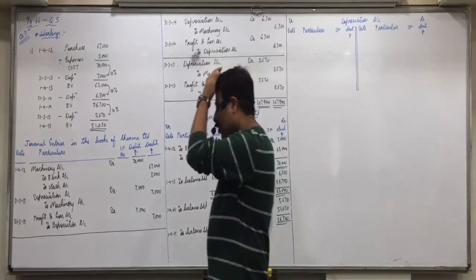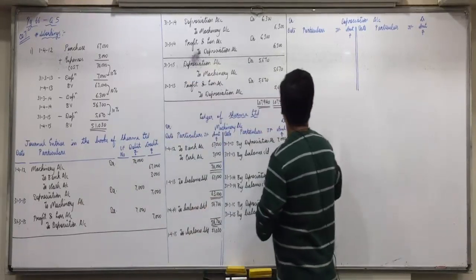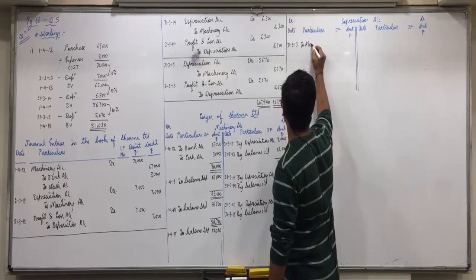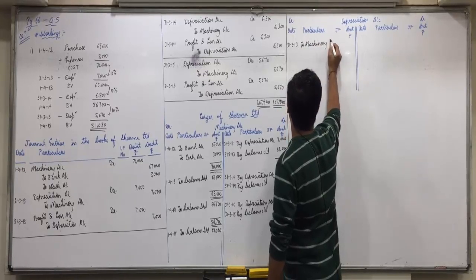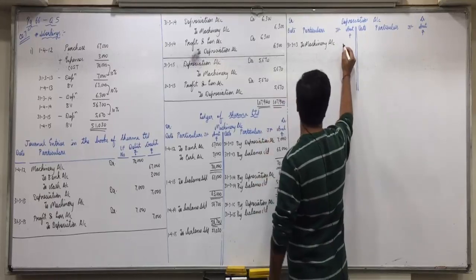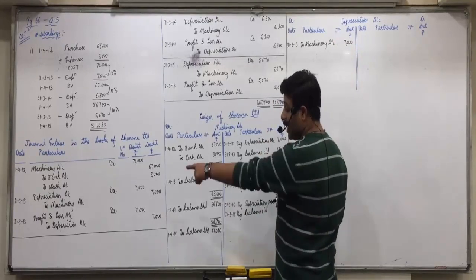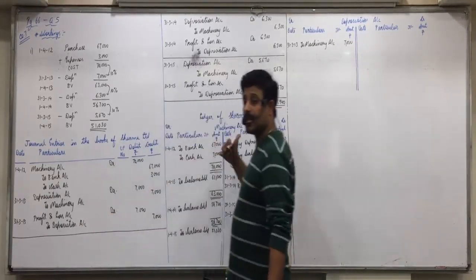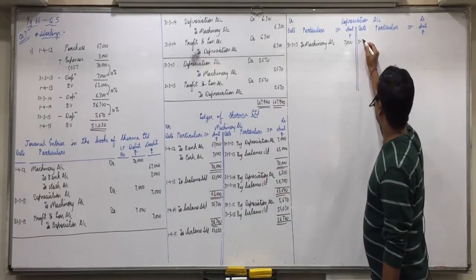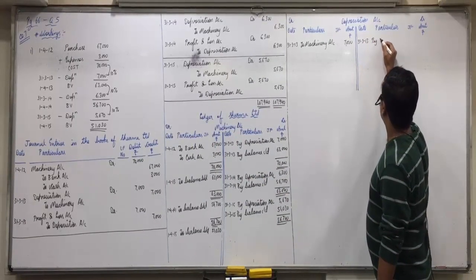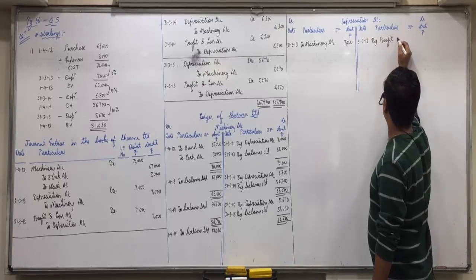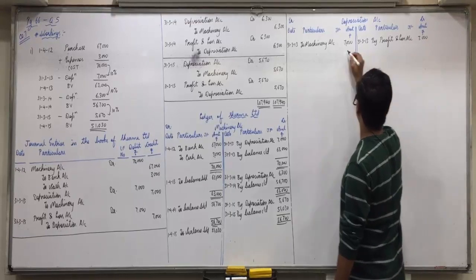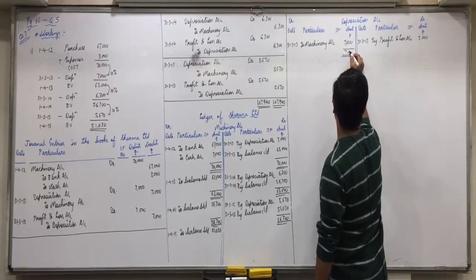Now from the second entry 31,313, depreciation account debit, so debit side, opposite account to machinery account, amount is 7,000. And from the third entry to depreciation, meaning depreciation on the credit side, 31,313, opposite account by profit and loss account 7,000. Squared up account.